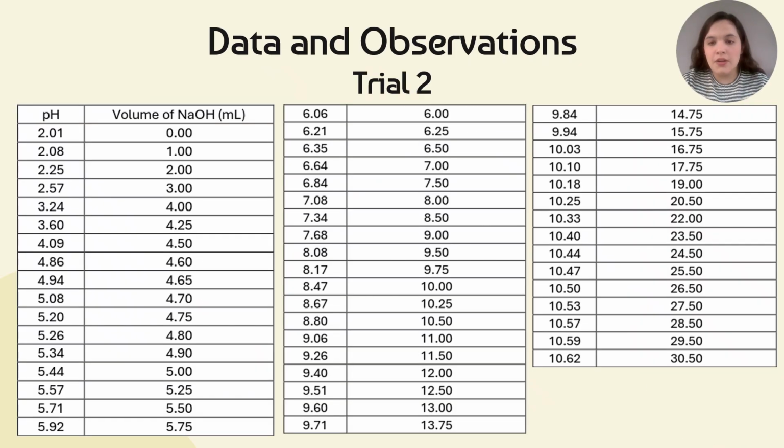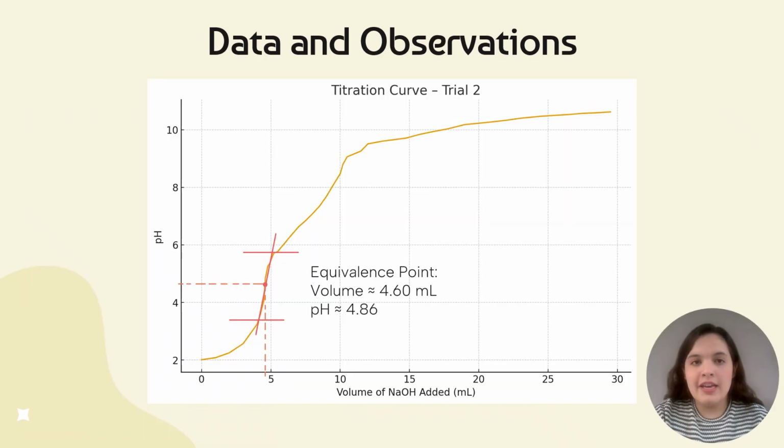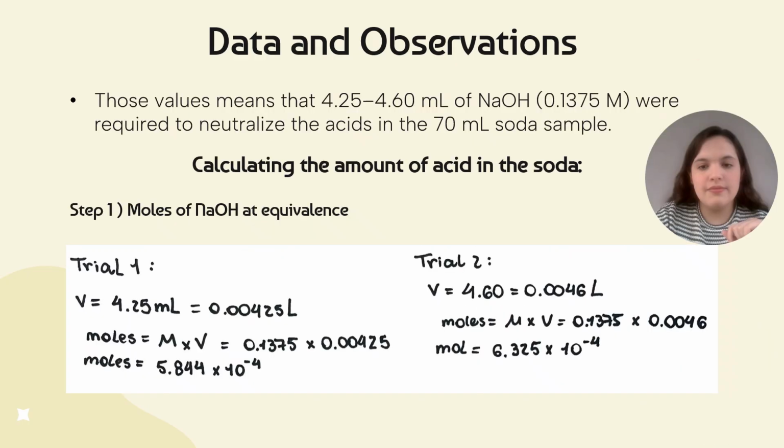These are the values of my second trial, and that is the table that I made with the values of trial 2. You can see that both graphs are very similar, and I'm going to analyze and see how this is a good thing. So let's go to the data and observations of our experiment.